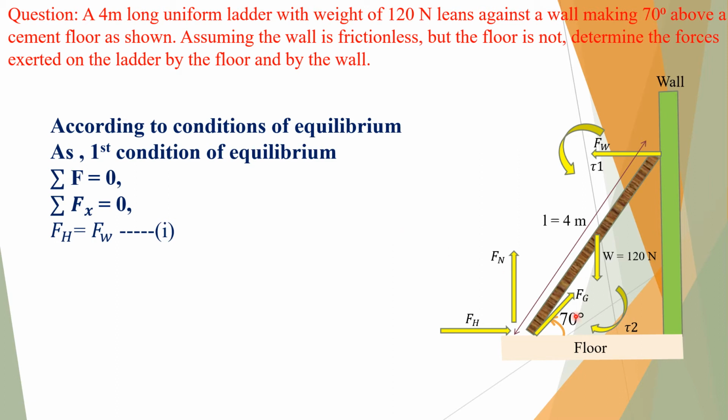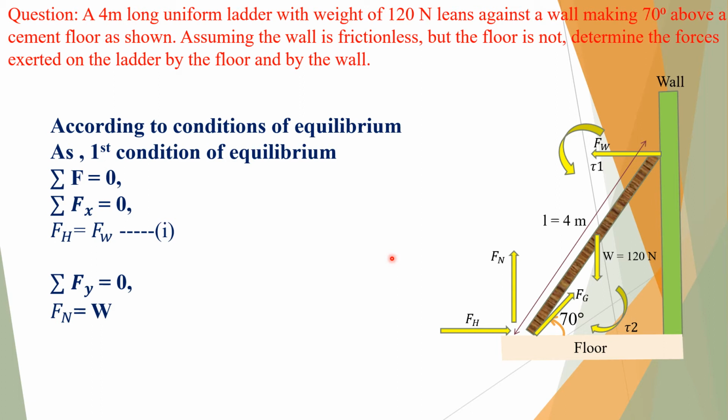There are different forces applying on this ladder. Force of wall on this ladder in this direction, normal force on the ladder in this direction, horizontal force in this direction, and weight of the ladder is downward, that is equal to 120 Newton. On the horizontal axis there are forces F horizontal and F wall, that is the force of the wall.